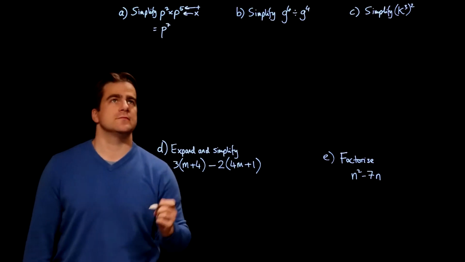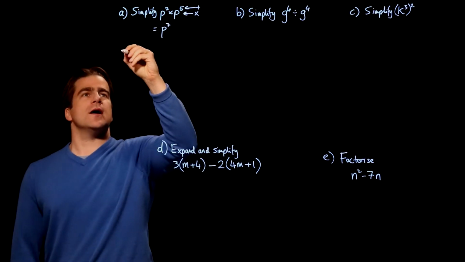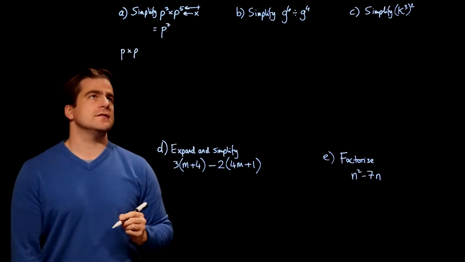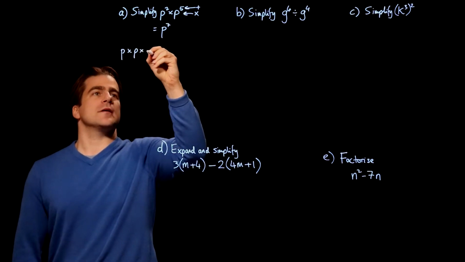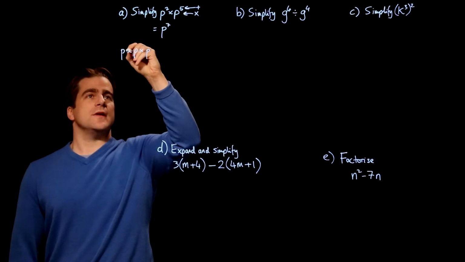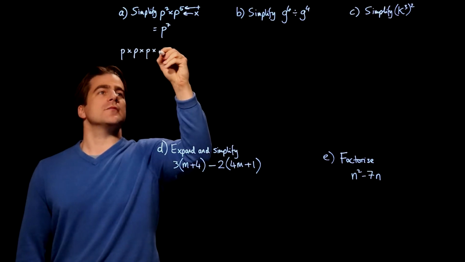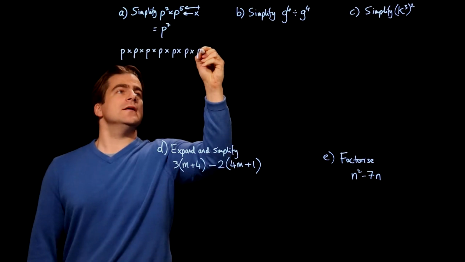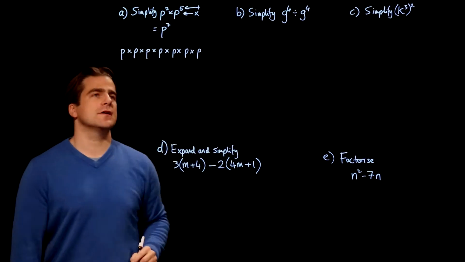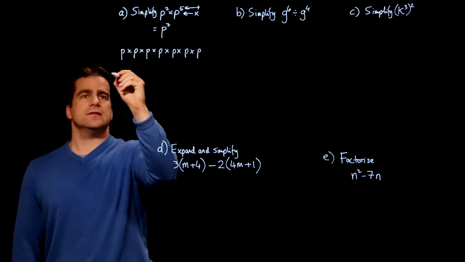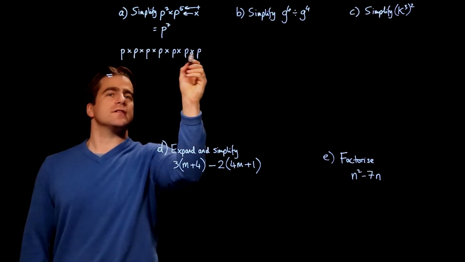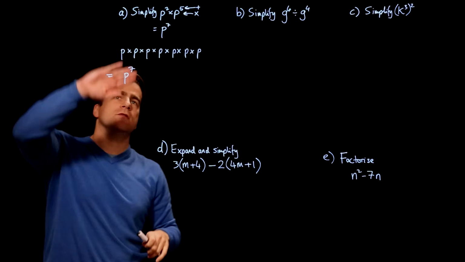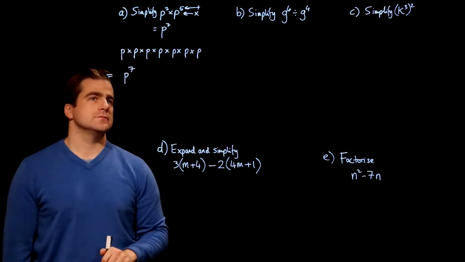Don't believe me? I'll prove it. Let's write this out in full. P squared is p times p, and p to the 5 is p times p times p times p times p. So p squared times p to the 5 is p squared times p times p times p times p times p. 1, 2, 3, 4, 5, 6. Yep, that's it. Which is 1, 2, 3, 4, 5, 6, 7, p to the 7. P squared times p to the 5 is p to the 7.